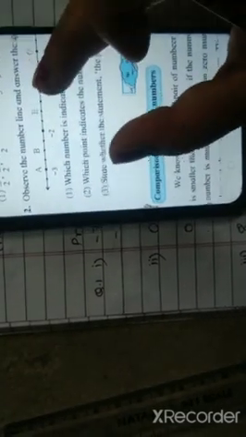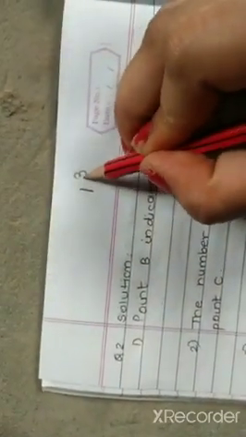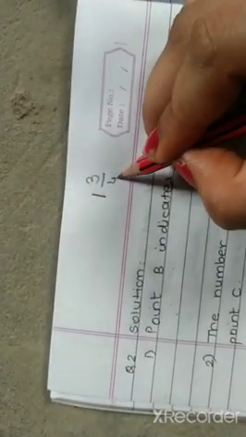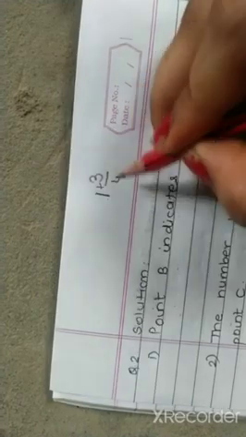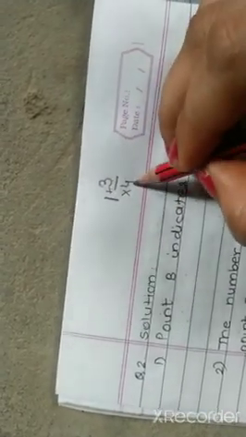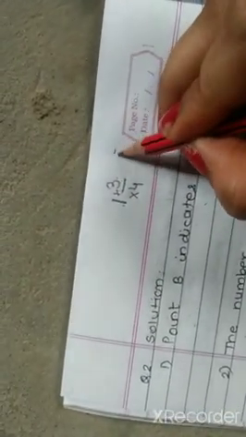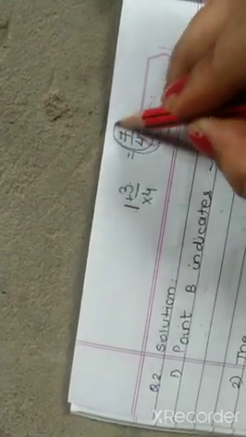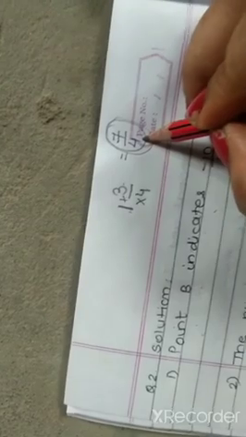Moving to the second part of the sum, which point indicates the number 1 and 3 upon 4. The number given to us is 1 and 3 upon 4. As we have solved this in our earlier standard, 4 ones are 4, plus 3. Here we multiply, here we add. 4 ones are 4 plus 3. This is nothing but 7 upon 4. So we are supposed to find out which point indicates the value of 7 upon 4.